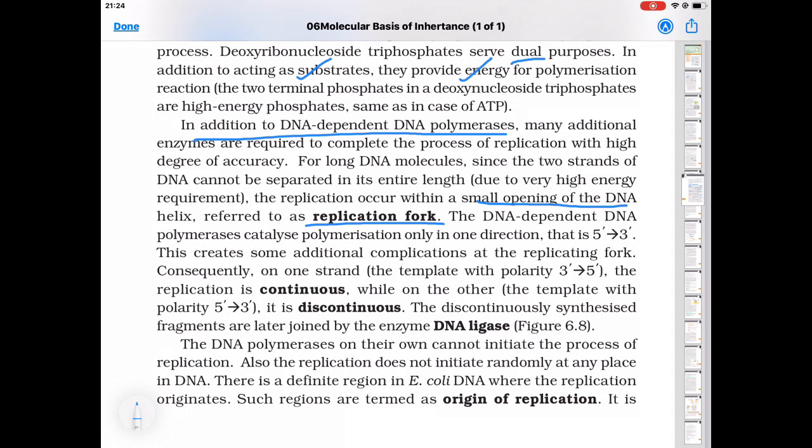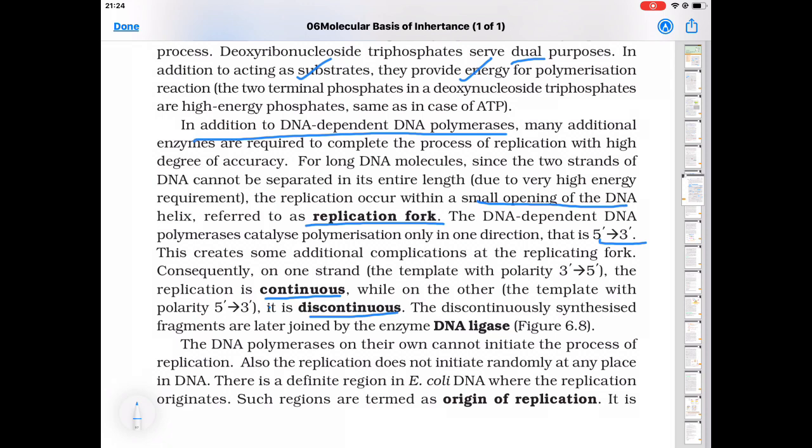The DNA dependent DNA polymerase catalyzes polymerization only in one direction, that is 5 to 3 direction. The replication is continuous in one strand, in the 5 to 3 direction, and that is known as leading strand, while on the other strand it is discontinuous. That strand is known as lagging strand.